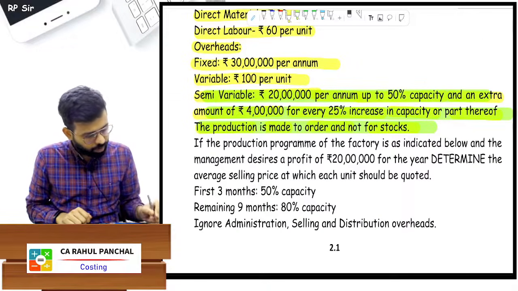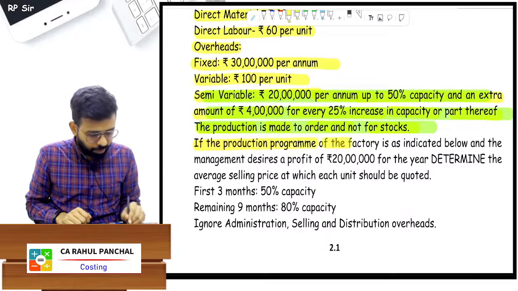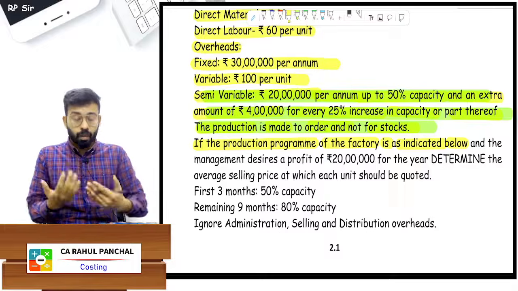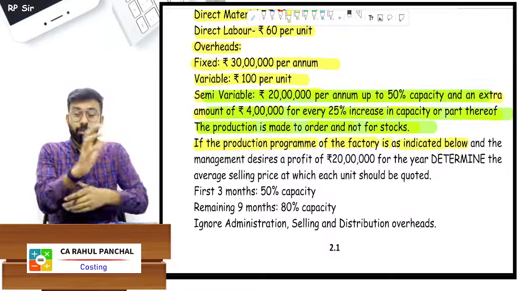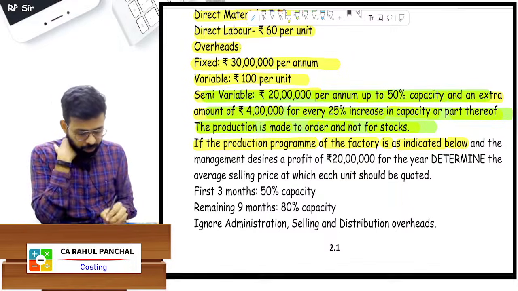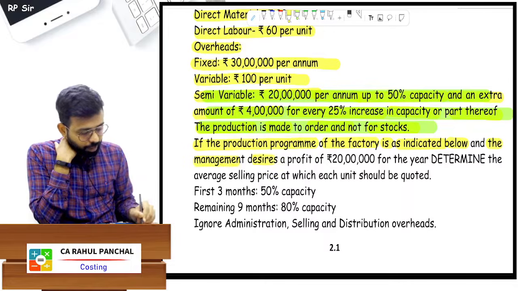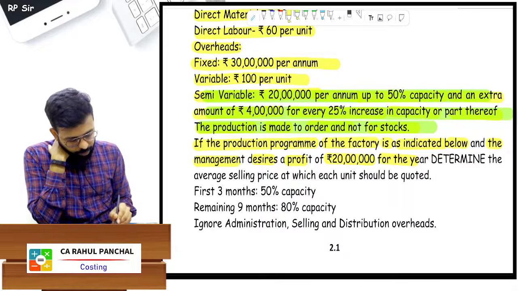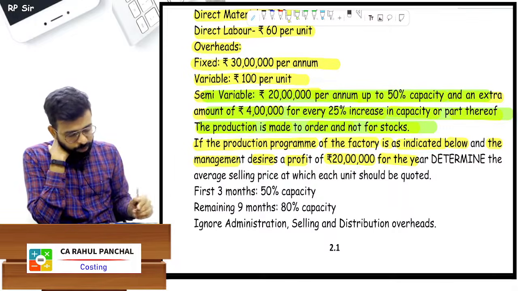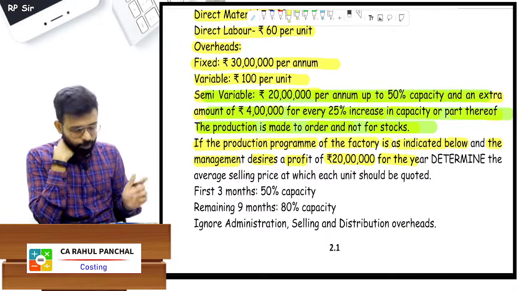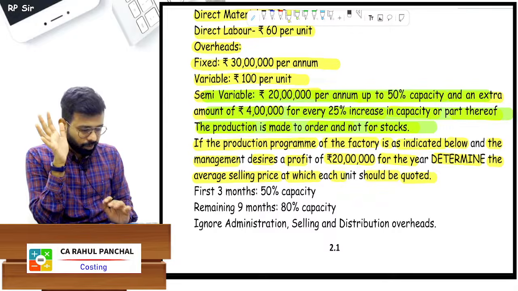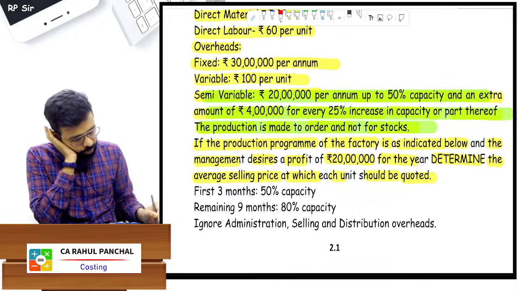Then the production program of the factory is indicated below, so that is how I will decide my production. The management desires a profit of 20 lakh for the year. So we're going to earn 20 lakhs for the year, that is, at the end of the year I need this much profit. Determine the average selling price at which each unit should be quoted. And then the production program is indicated here.